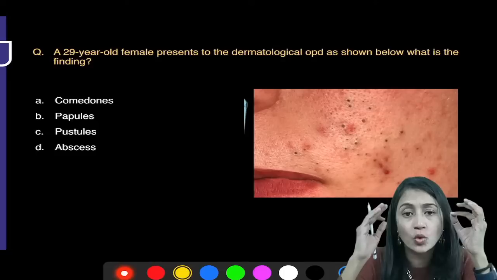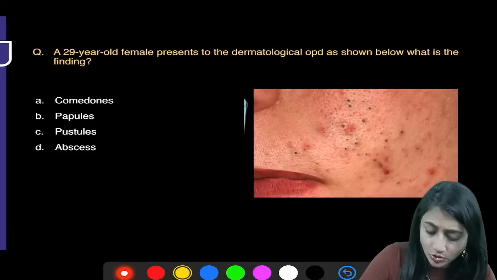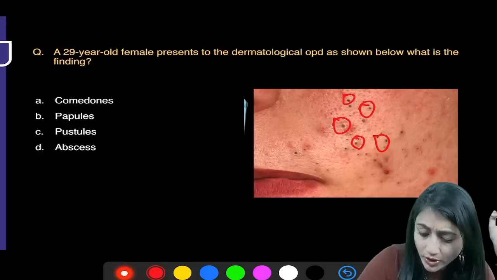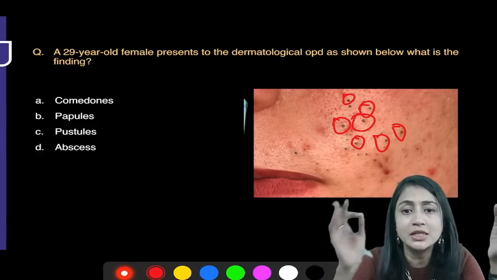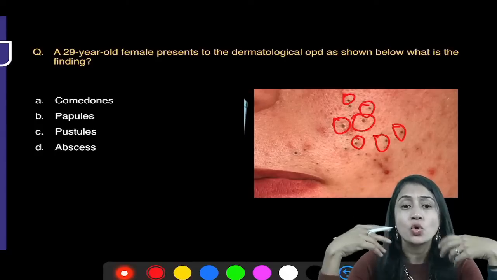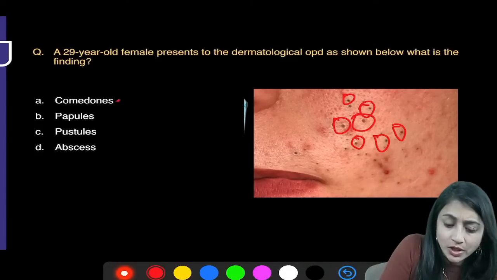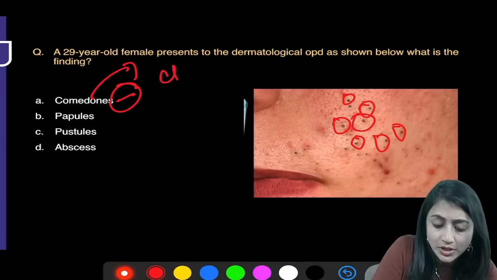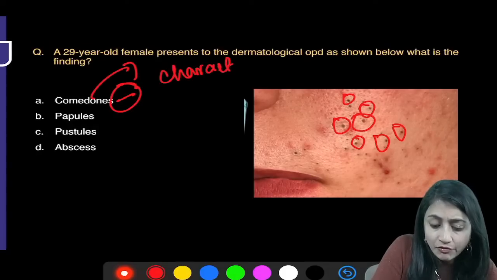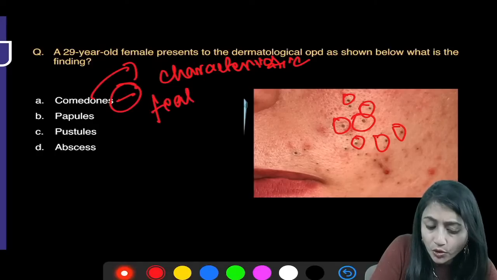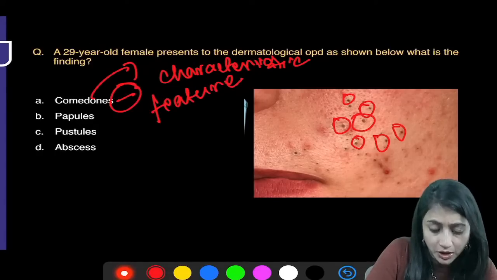When you look at this picture, what is the first lesion that strikes you? It is these lesions. So what are these? These black lesions are comedones. They are black comedones or open comedones as we call them. And we already know that these comedones are a characteristic feature of acne. I am giving you a few important points because they may have been there in the question.